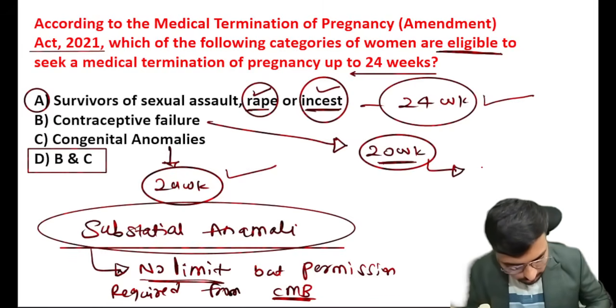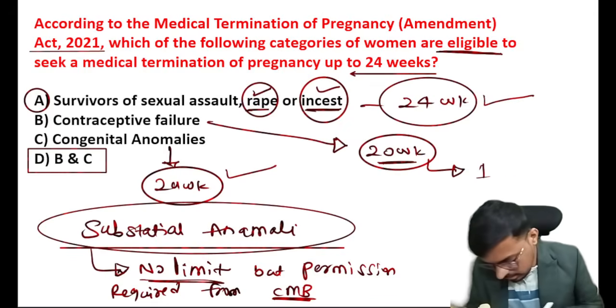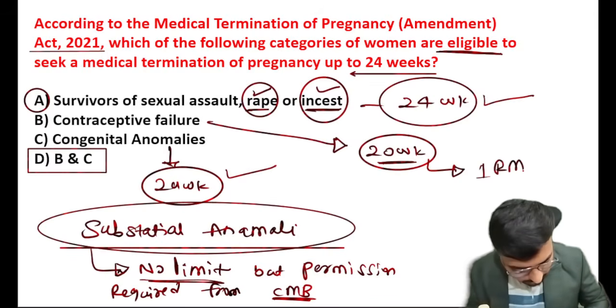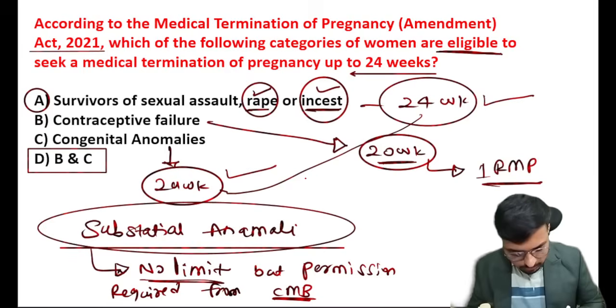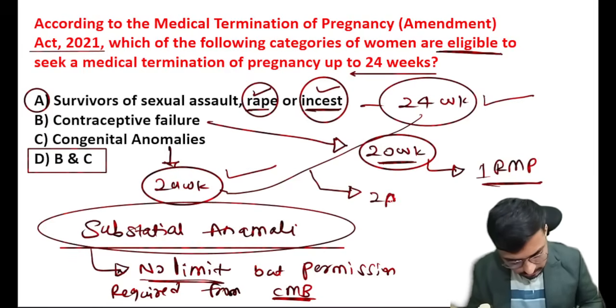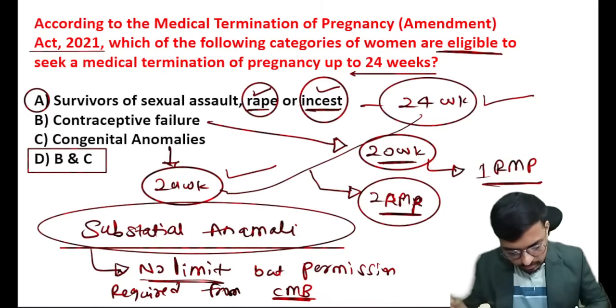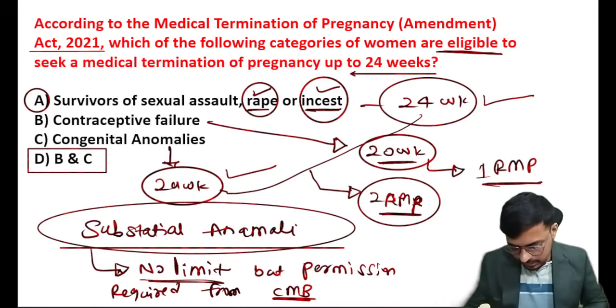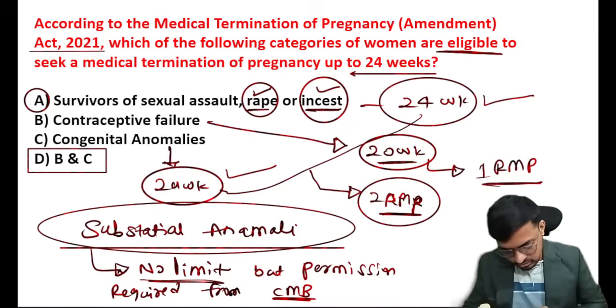This is very important. Here only one registered medical practitioner's permission, one RMP, is required. But in congenital anomaly and in the rape victim, we are doing till 24 weeks, so here two registered medical practitioners' permission is required. Very important, we just have to keep this in our mind. Hope it is clear to every one of you, and the answer goes to option D. Yes, many of you have given the correct answer. Yes, that is the right one.